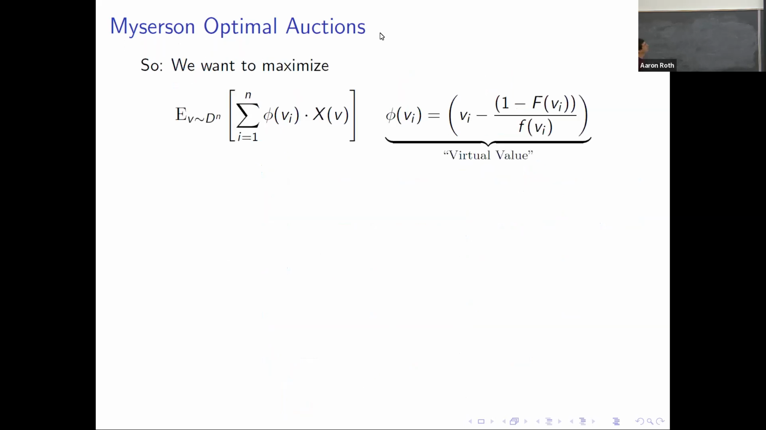So if we just give this thing a name, it is some transformation of bidder I's valuation, just turning the valuation into another number. Then the thing I want to maximize, revenue, is especially simple. It's just the indicator of whether bidder I wins the item times this number, which is a function of bidder I's value. Let's give a name to this expression. Let's call that the virtual value.